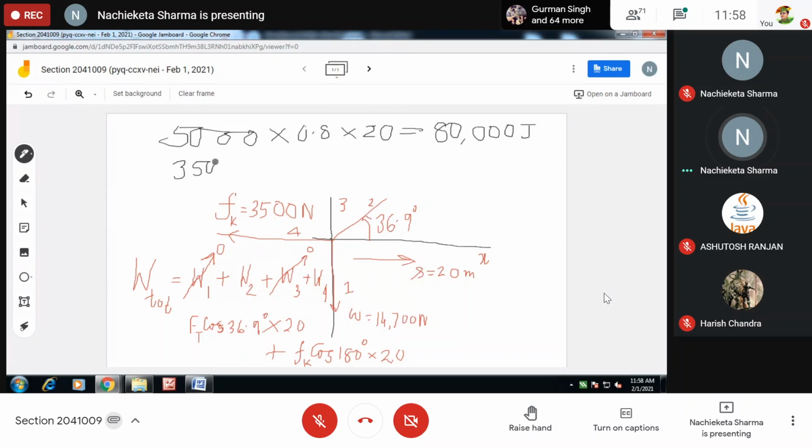Similarly, the other part is Fk, which is 3,500. That is given. Cos 180 is minus 1, and the distance is 20. So 3,500 into 20 is 70,000, with a minus sign. So minus 70,000 joule. So the total is 10,000 joule. So the total work done on this sled is 10,000 joule.